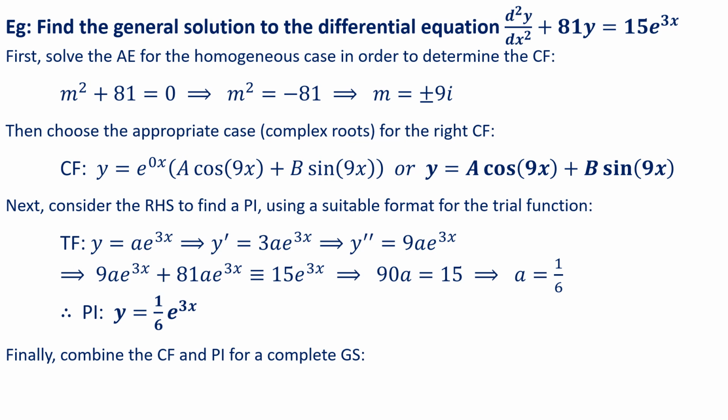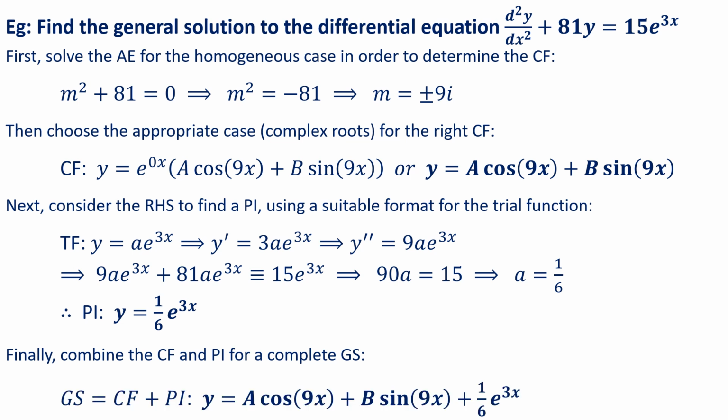The last step is to combine those two. Put together the complementary function and the particular integral, so y is now equal to the sum of the two different things that y was equal to in the cases of the complementary function and the particular integral. And that's it. A cos 9x plus b sine 9x plus a sixth of e to the 3x.